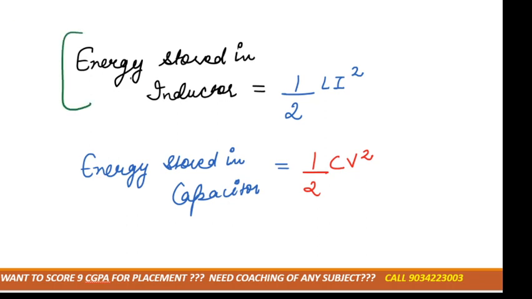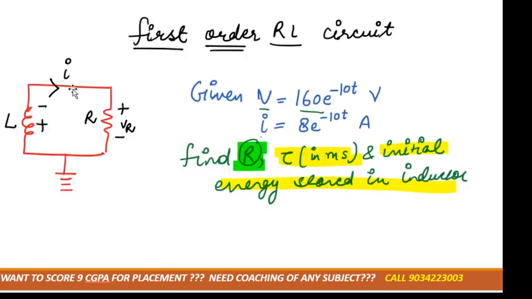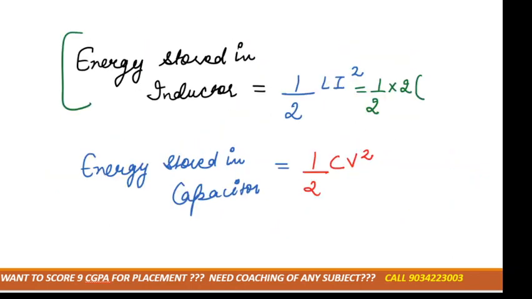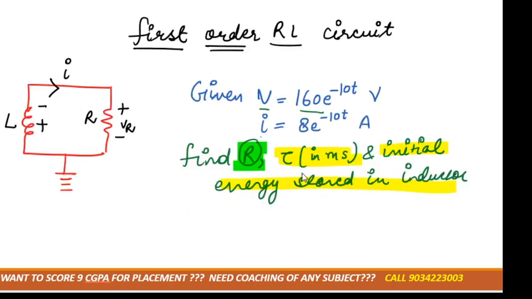Now we need to calculate the energy stored in the inductor. For that, half we know, L we know, 2, and the current they have mentioned in the form of an equation. How much is the current? I is equal to 8 into e raised to power minus 10t. So we can put down the equation here, 8 into e raised to power minus 10t, and square for that. Understood?